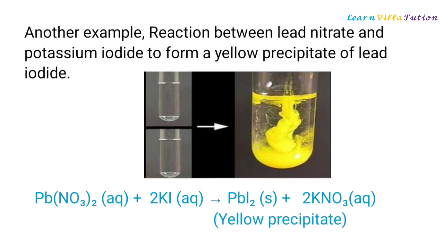Another example: reaction between lead nitrate and potassium iodide to form a yellow precipitate of lead iodide.